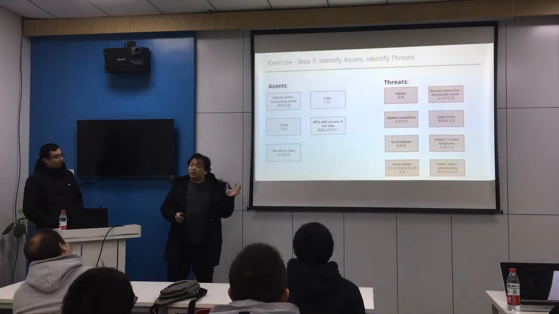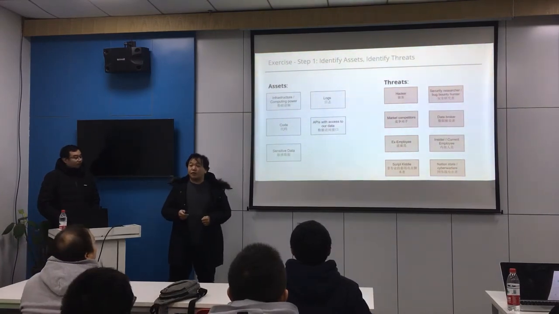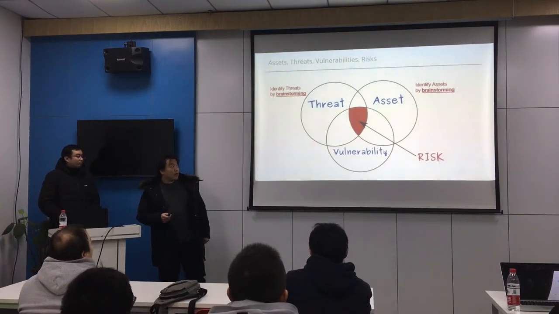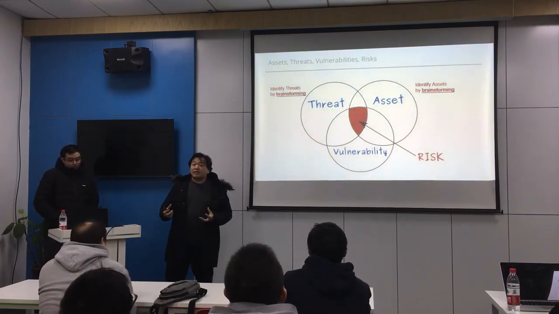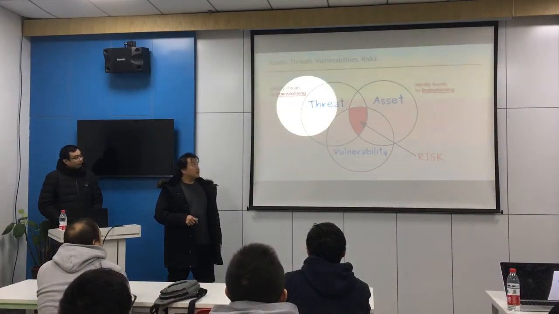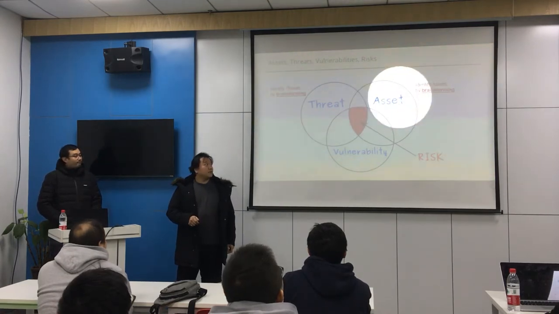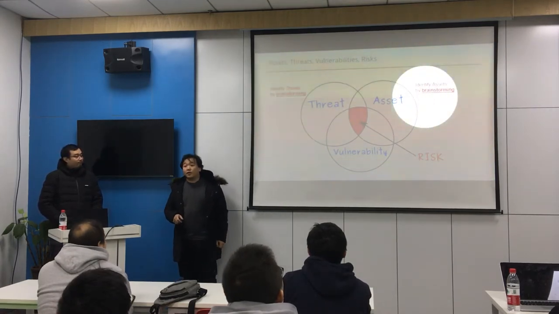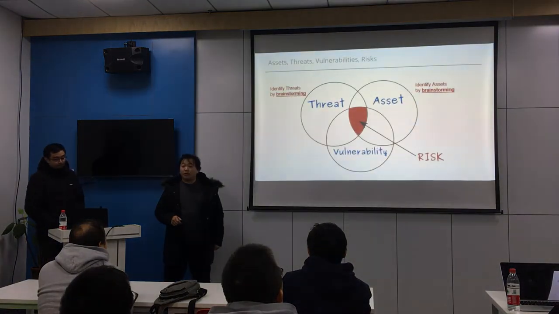Now this exercise, once you've done it, is going to be the foundation for the next exercise that we're going to do for the asset threat mapping. So we go back to this diagram. That exercise that you just did, brainstorming, is actually identifying this circle over here. You identify threats by brainstorming and identifying this circle here. You identify assets by brainstorming.